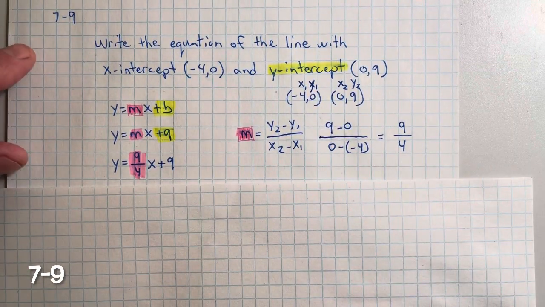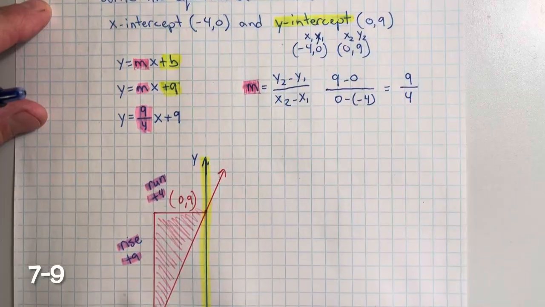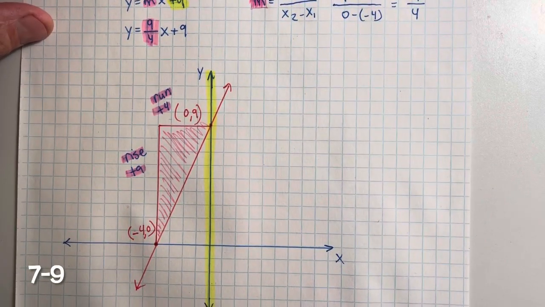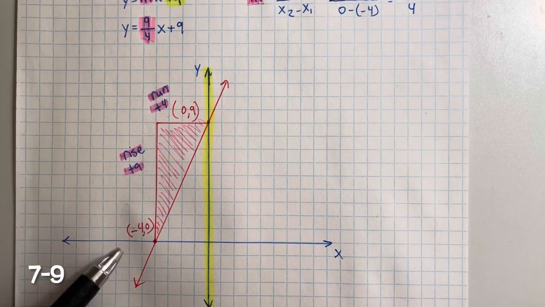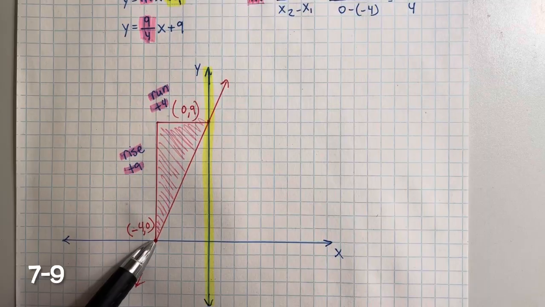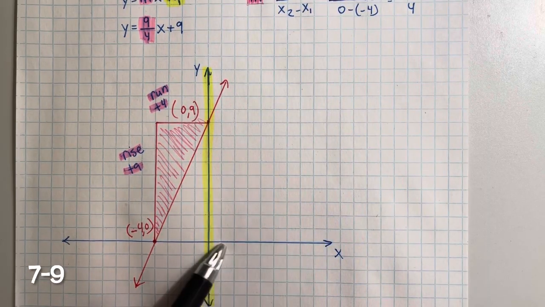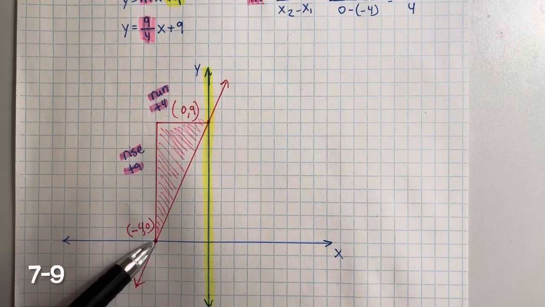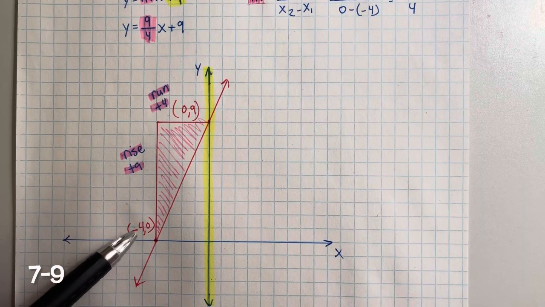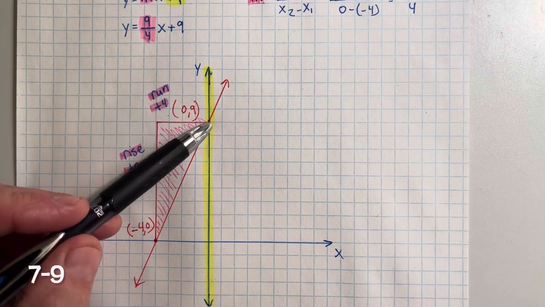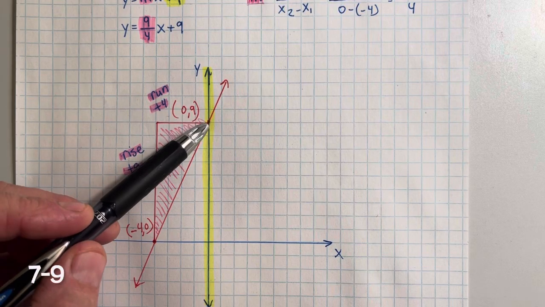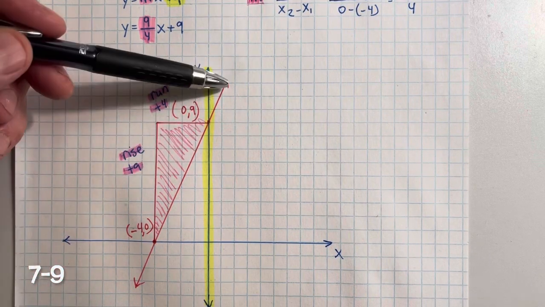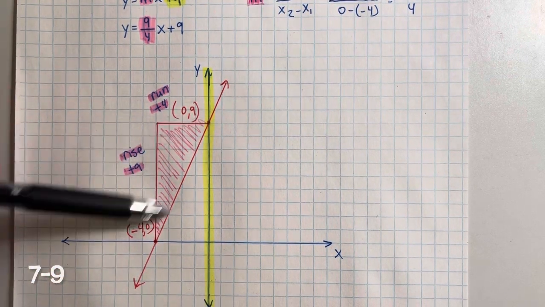Now, the other way you can do it is by graphing it. And so I took the x and y intercept points. The x-intercept is where the line intersects the x-axis, and that is at -4, 0. And the y-intercept is at 0, 9. And I drew a line through those 2 points.